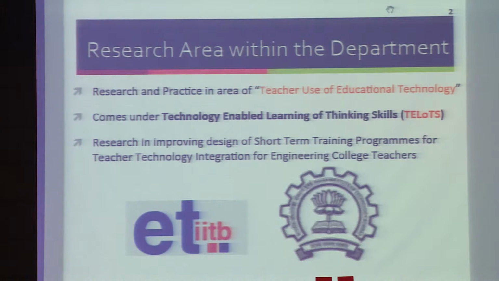First of all, a few words about my department. The research area that I am in is teacher use of educational technology, and it comes under the broad umbrella of technology-enabled learning of thinking skills, TLOTS, as we call it. My specific focus of research is in improving the design of short-term training programs for in-service teachers with technology integration, specifically focused on engineering education.